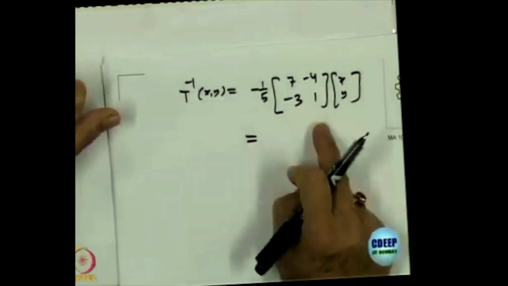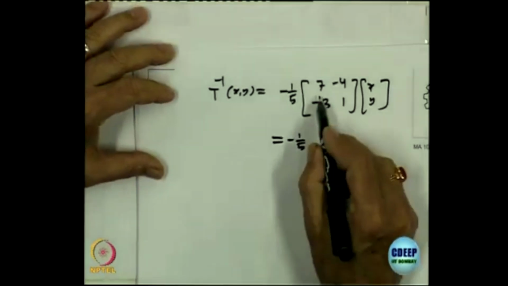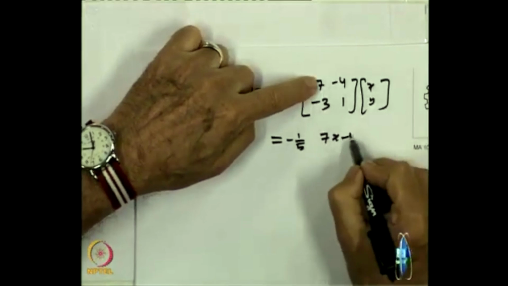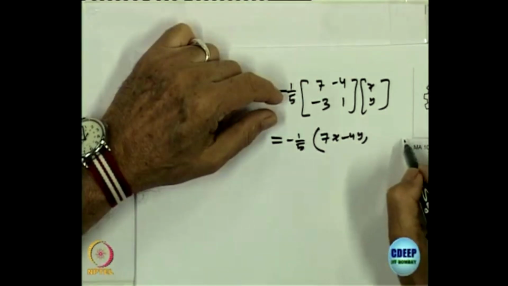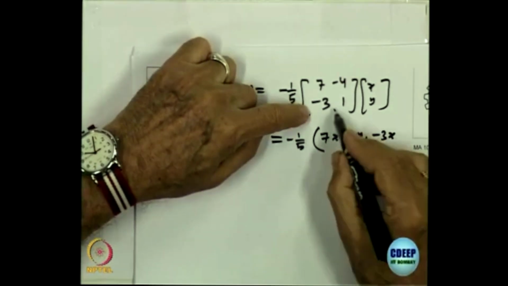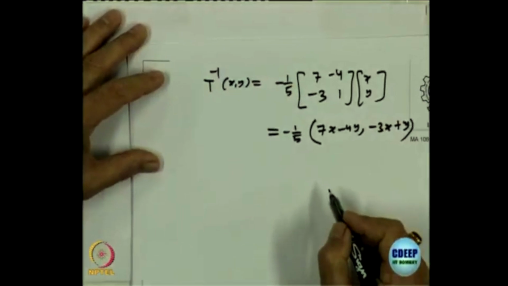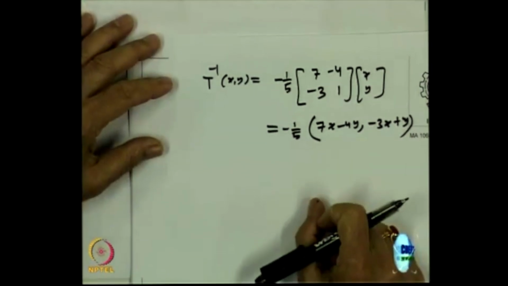So that is the expression for, okay, let us write minus 1 by 5. So what will be 7x minus 4y. I am just writing it as an element in R2 instead of writing it as a matrix. What is the second? Minus 3x plus y, right? So that will be the formula for T inverse.